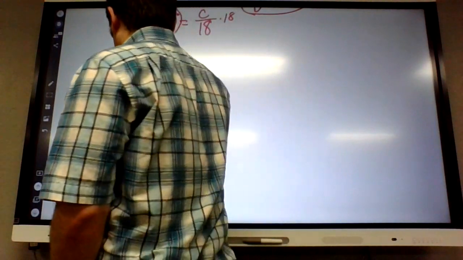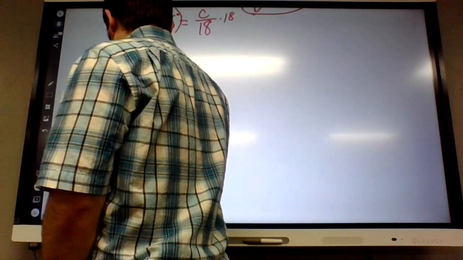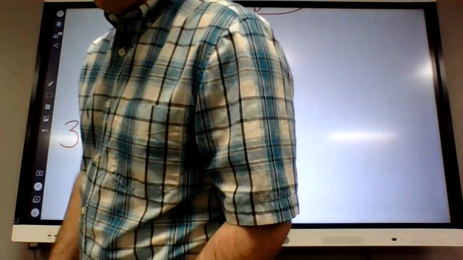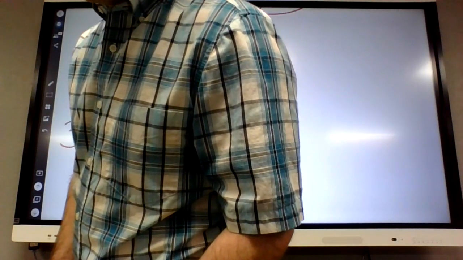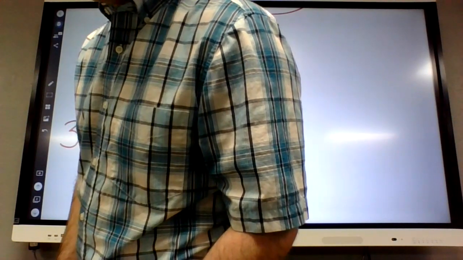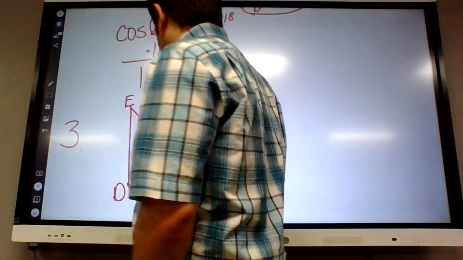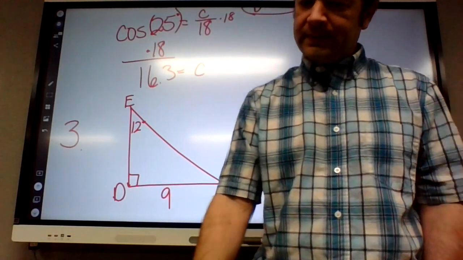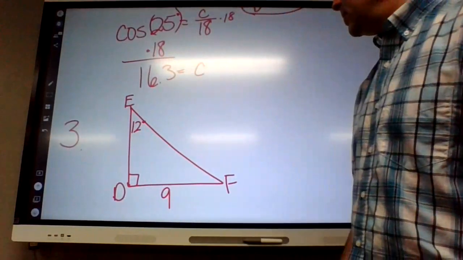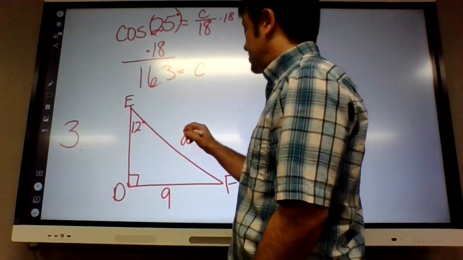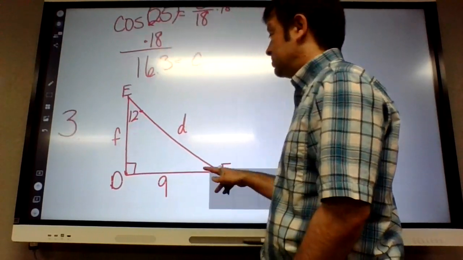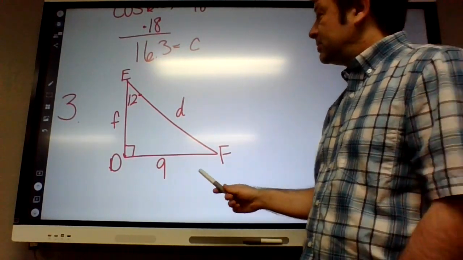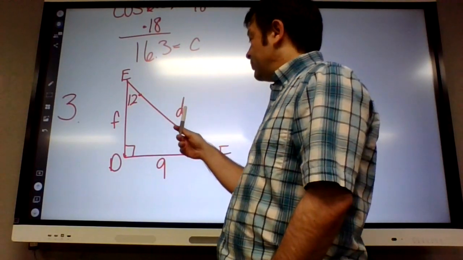Triangle DEF, angle D is the 90 degrees. We're supposed to find D and F, given that angle E is 12 degrees and side E is 9. Okay, that's pretty much the same thing. I guess I'll go for D first.